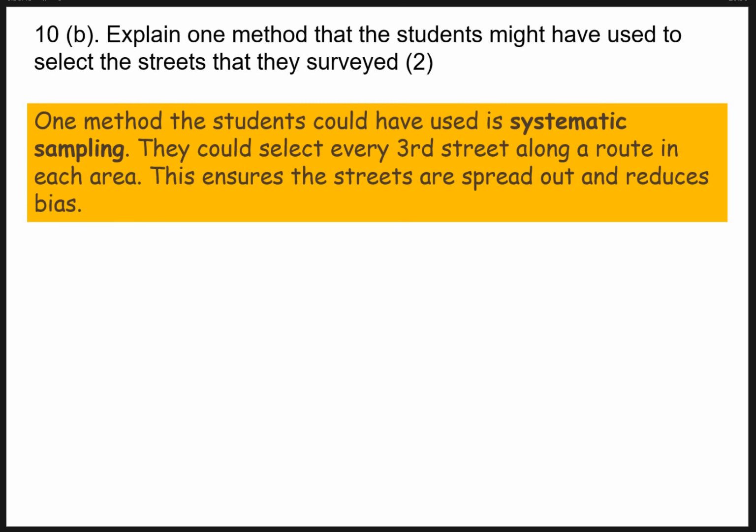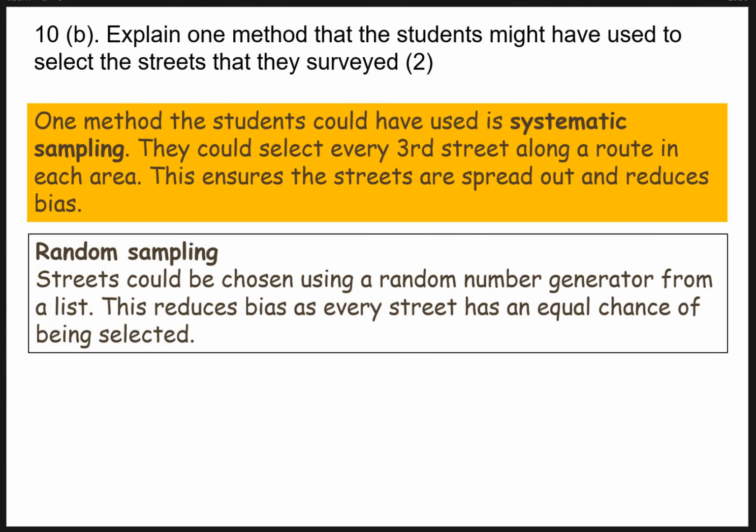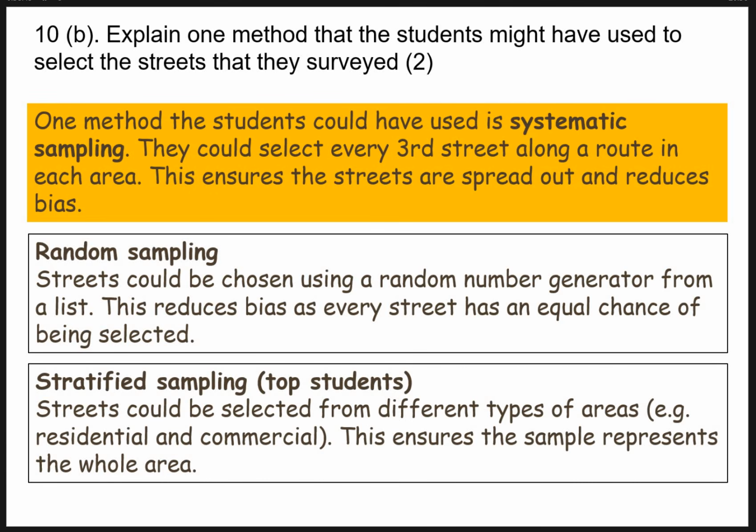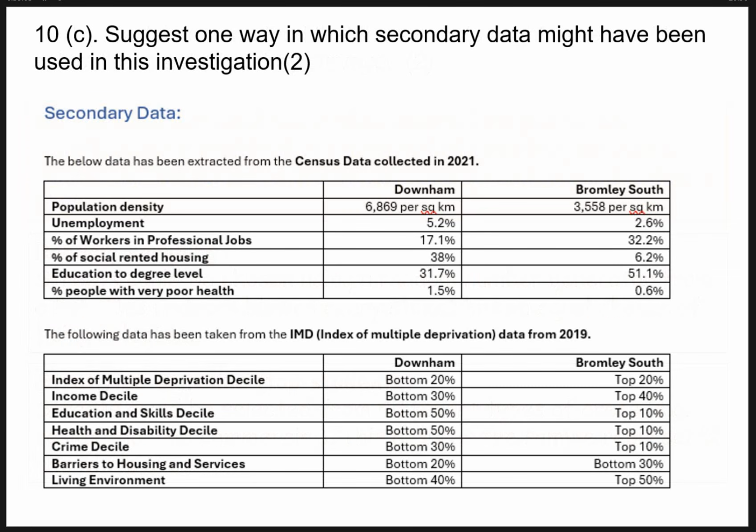Other sampling methods could have been random sampling, or it could have been stratified sampling. So if you're unfamiliar with this, it's probably worth having a look at sampling again in a bit of detail. But again, it's always going to be a question around this. Okay, next question. Suggest one way in which secondary data might have been used in this investigation.